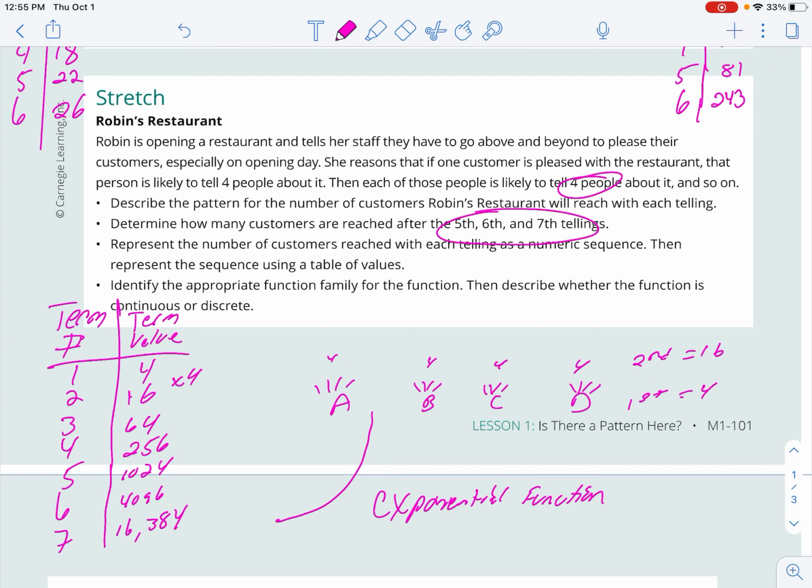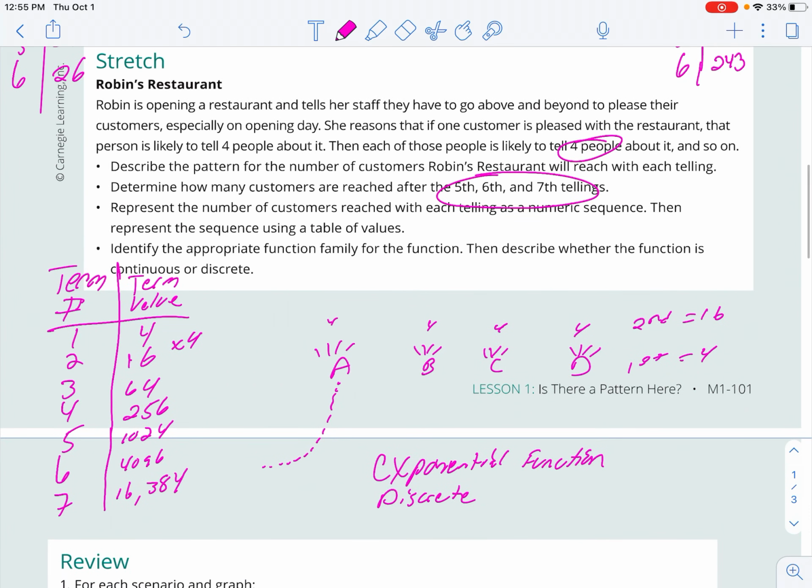And from there, because each telling can't be half of a telling, I should just say the function is considered to be discrete. Okay, so it's not continuous, it'd be more looking kind of like this. Okay. Now, how to rewrite that? We've seen some exponential functions before, and we'll get into that. But this is what the exponential function looks like. In this case, because we're doing it by a factor of 4, it's going to be 4 to the x.